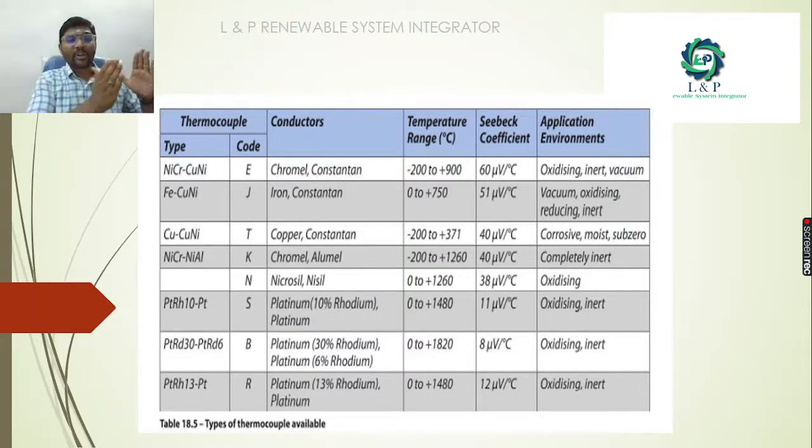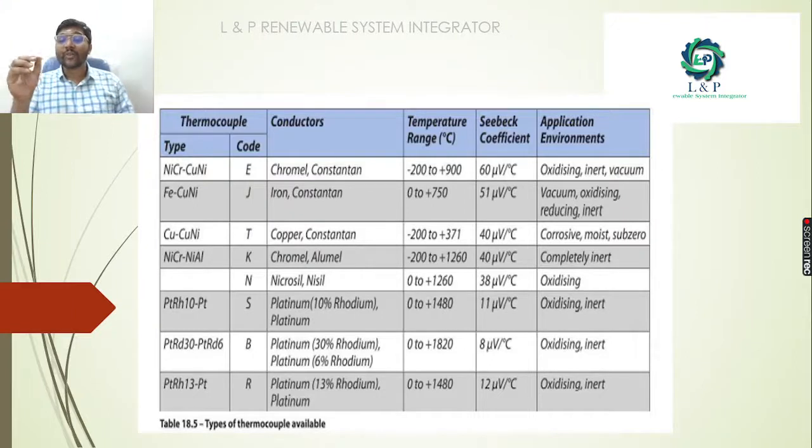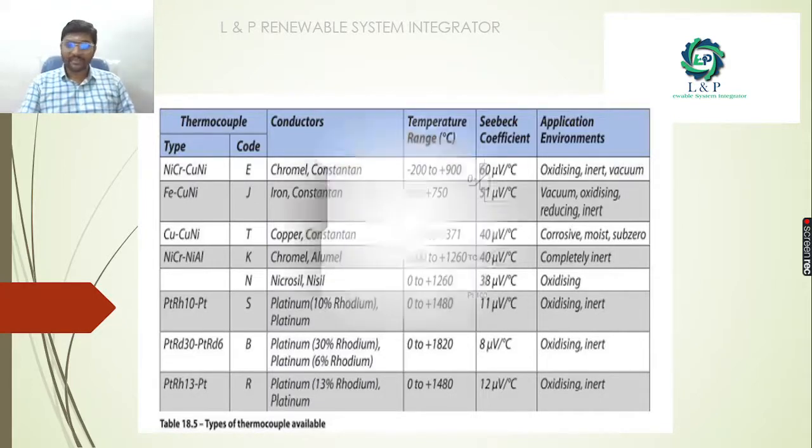When you're going for an iron constantan combination, it will be used for vacuum, oxidation, reducing and inert gases testing. If you're going for copper constantan, it is mostly used for sub-zero, corrosive and moist environment applications. Whereas nickel chromium or nickel aluminum is mostly used for measuring inert gases. Next, if you are planning for platinum, it is a little costly. It is mostly used for oxidizing and inert applications.